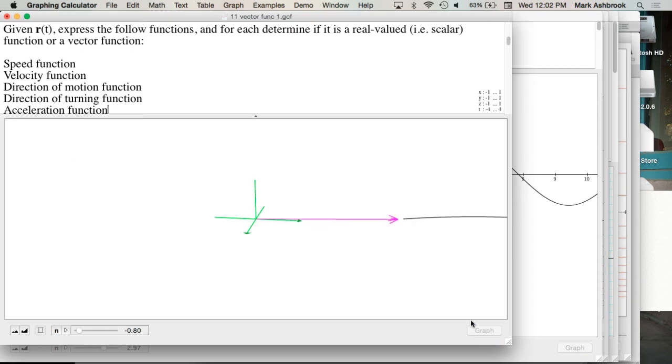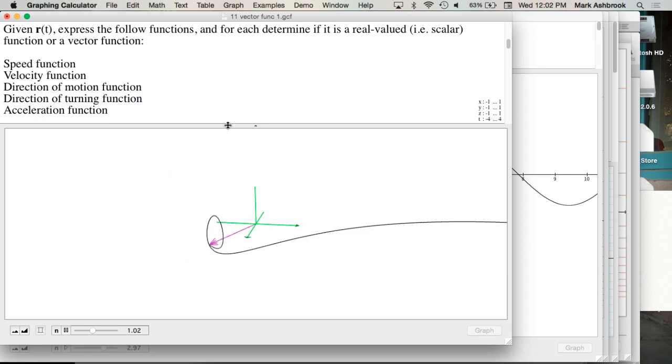So I'm going to look at this one again, my favorite, right? As I take attendance here, this is R of t. I want you to express this as a position function now. So R of t is the position function. Given that the position function is R of t, express the speed function, express the velocity function, express the direction of motion function and the direction of turning function and the acceleration function. Just express those things.